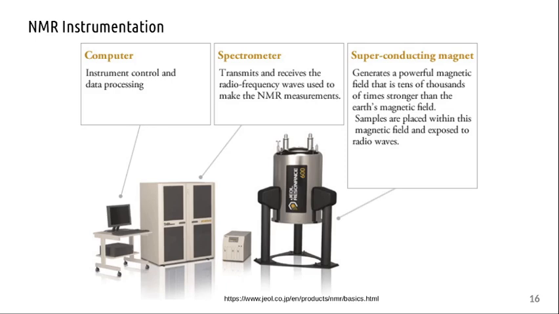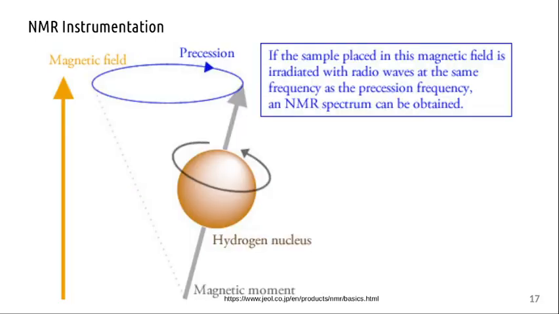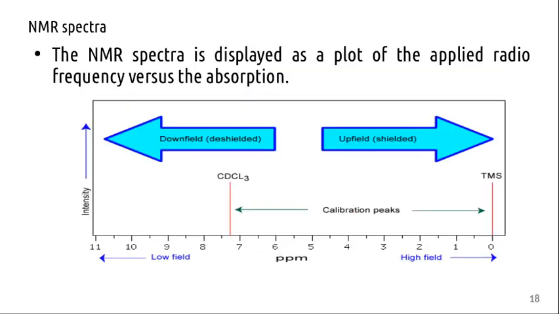Read about the details. The NMR spectrum is displayed as a plot of applied radio frequency versus absorption by the nuclei. Now you have two references: one is TMS, tetramethylsilane, and the other is CDCl3. The x-axis scale is in terms of ppm, how much it absorbs.